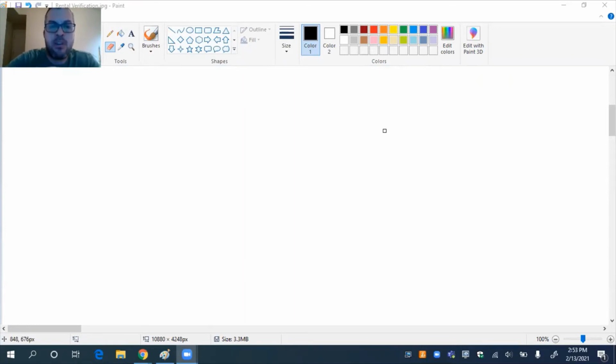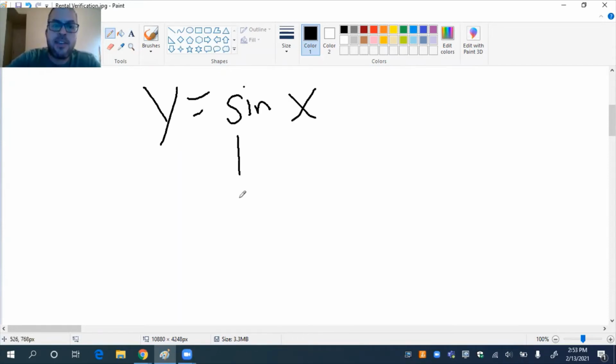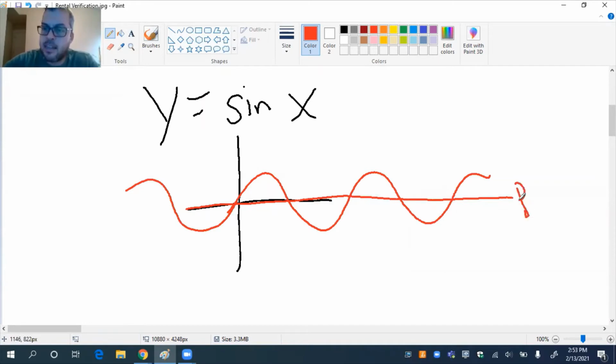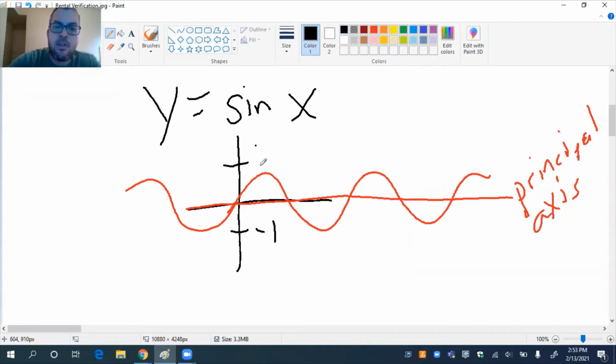For example, if I have a function y equals sine of x, then graphically that's going to look something like this. We start at the origin and then we oscillate back and forth over the x-axis. The x-axis is my principal axis. And we see that we're going to oscillate from -1 to 1.